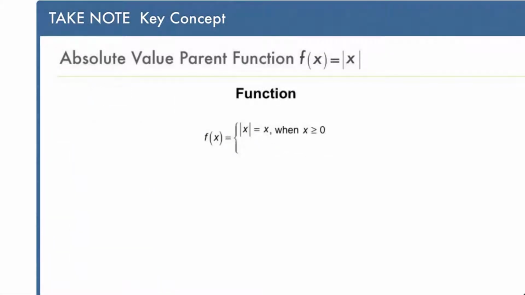As a function, we can state that f of x equals the absolute value of x equals x when x is greater than or equal to 0. We can also state f of x equals the absolute value of x equals negative x when x is less than 0.